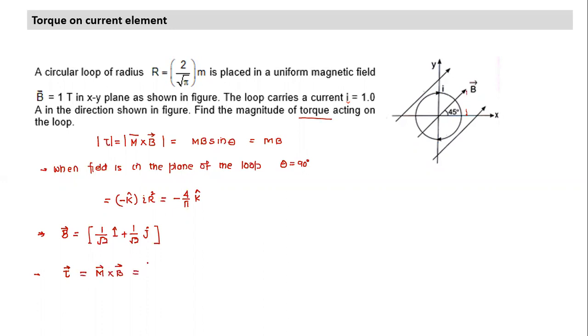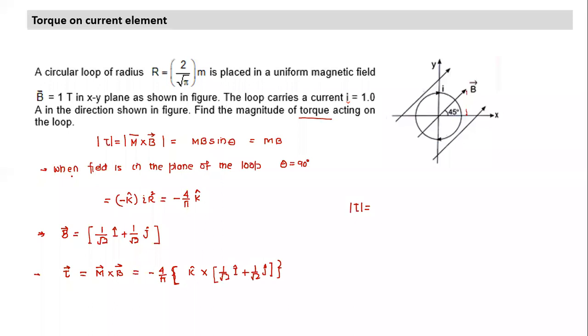What is m here equal to? m is equal to minus 4 by pi minus k cap, cos, 1 by root 2 i cap plus 1 by root 2. Is this something you can easily solve? Yes, sir. And if you have to find the magnitude, it becomes much simpler. Directly, magnitude of torque will be simply m into b, because theta is 90 degrees.